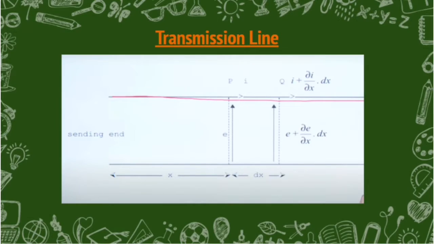Today I'll be explaining about the methodology of transmission line. As we can see in this figure, a transmission line consists of 2 points. One is the sending end and the other is the receiving end.